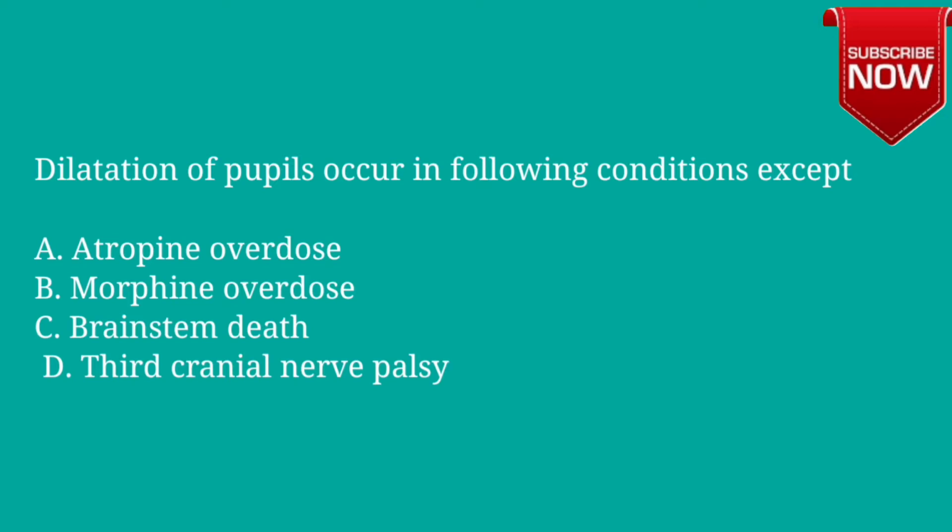Dilatation of pupils occurs in the following conditions except option A, atropine overdose, option B, morphine overdose, option C, brainstem death, option D, third cranial nerve palsy. The answer is option B, morphine overdose.